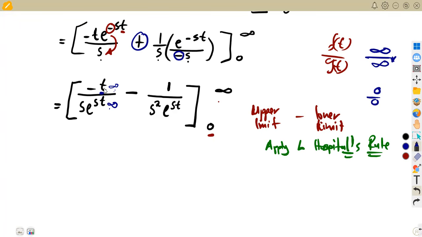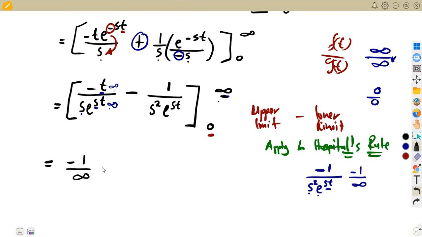So here we are going to have the derivative of minus t, which is minus 1, over the derivative of e to the exponent of st. Remember, when there's a derivative, you drop the exponent s. So it's going to be s times s, which is s squared, e to the exponent of st. Now we apply again our infinity part. So it is going to be minus 1 over infinity. This is s squared times e to the exponent of infinity, which is going to give us infinity. So after applying L'Hospital's rule, this whole part is going to give us minus 1 over infinity.